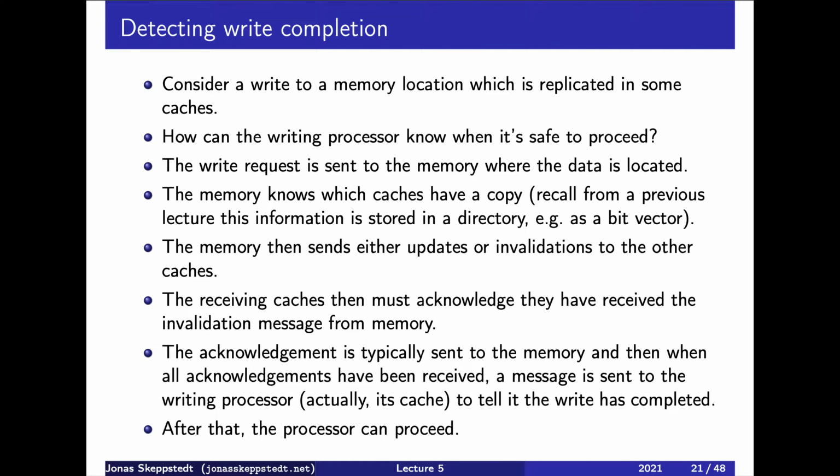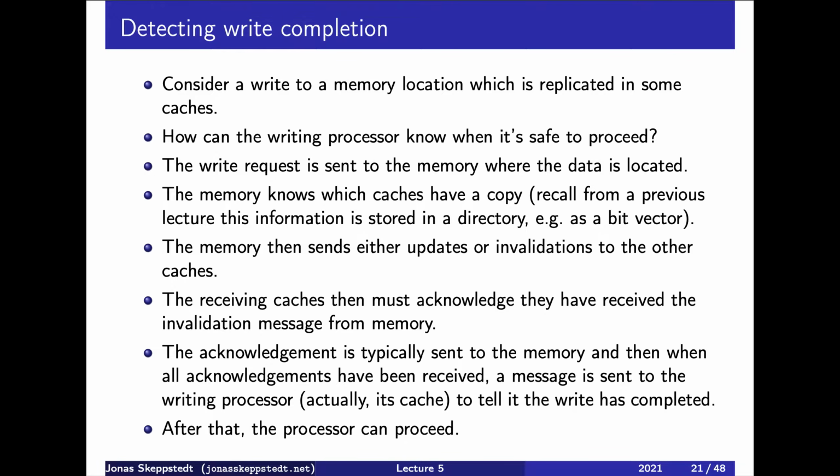We will now see how we can perform writes in a sequentially consistent machine. And more specifically, how to detect write completion. Recall what write completion means. It means that no other thread or CPU can read the old value of the variable that is being modified.